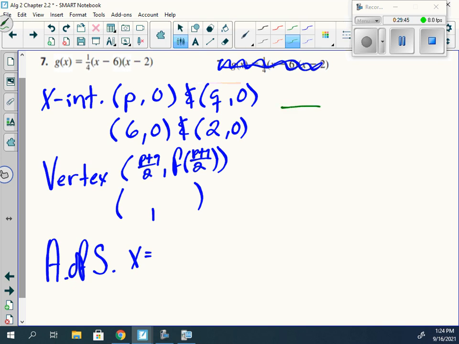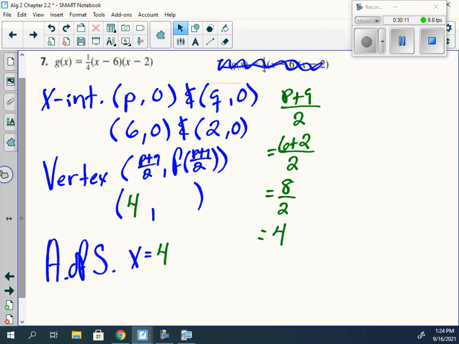Now the next thing we need to find is our p plus q divided by 2. So we'll have 6 plus 2 divided by 2 because we're just plugging in p and q. Well, 6 plus 2 is 8. And 8 divided by 2 is? So the x value of the vertex is 4. X equals 4 is the axis of symmetry.